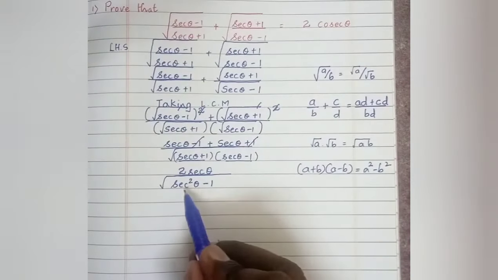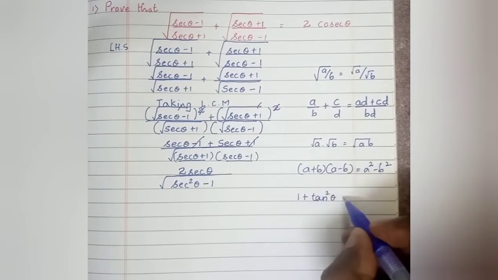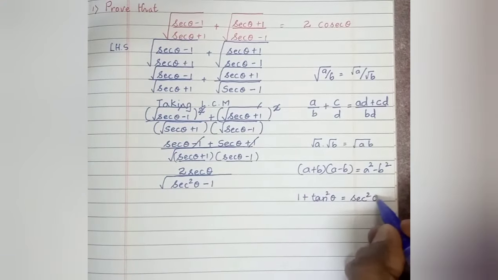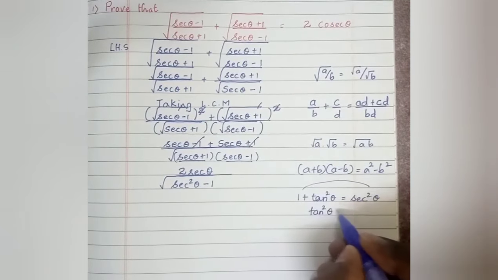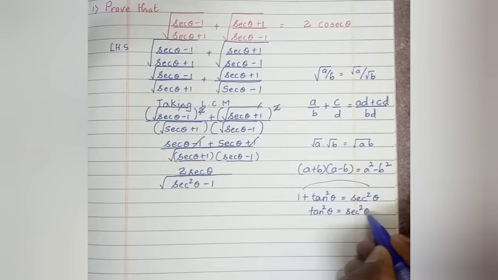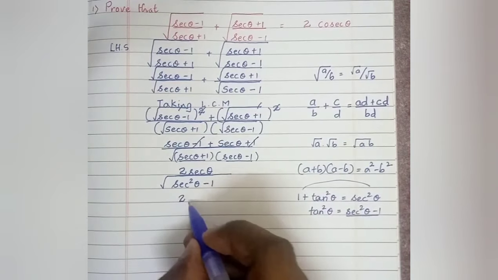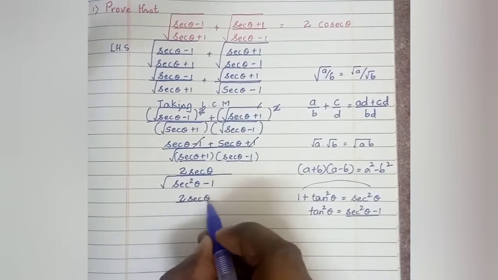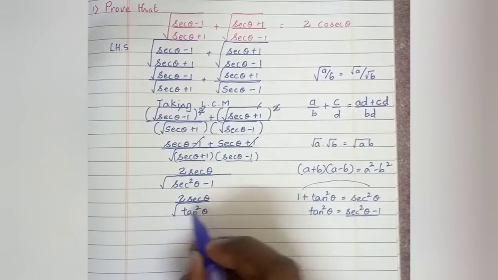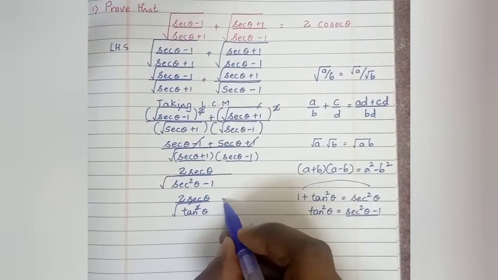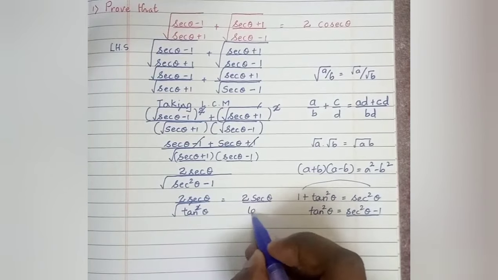Now the identity which involves secant square theta is 1 plus tan square theta equals secant square theta. Now I can write tan square theta equals secant square theta minus 1. Now secant square theta minus 1 can be written as tan square theta. So I'll write 2 secant theta whole divided by root secant square theta minus 1, which can be written as tan square theta. Now square and square root will get cancelled. Now 2 secant theta divided by tan theta.